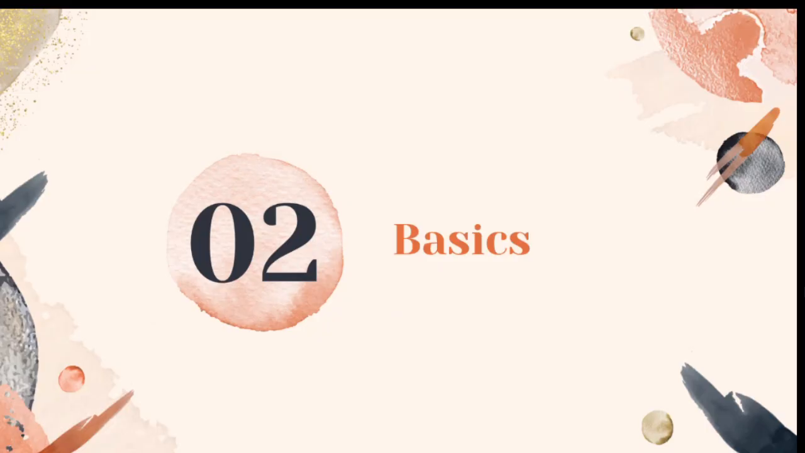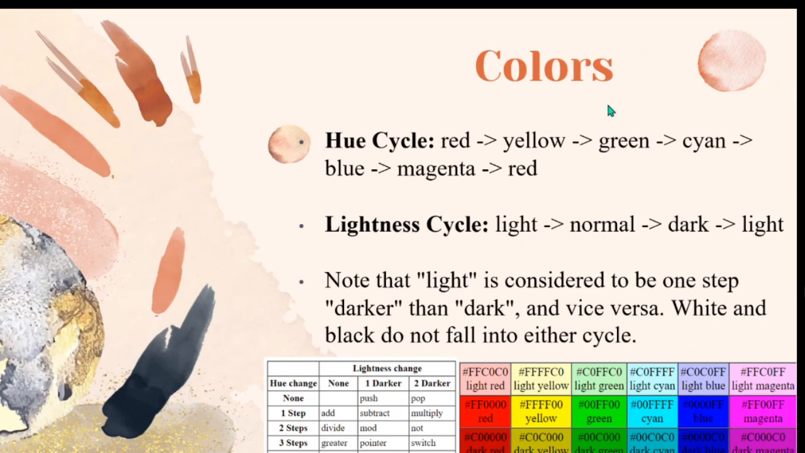So after we learned about Piet and esoteric languages, now we will dive into the basics of Piet. As we said, the instructions in Piet depend on the colors, and there are two variables that determine the instruction, which are the hue cycle and the lightness cycle. So let's see the tables below.